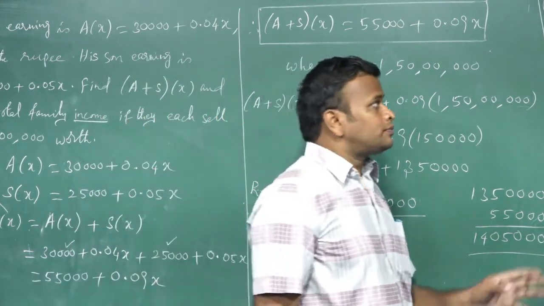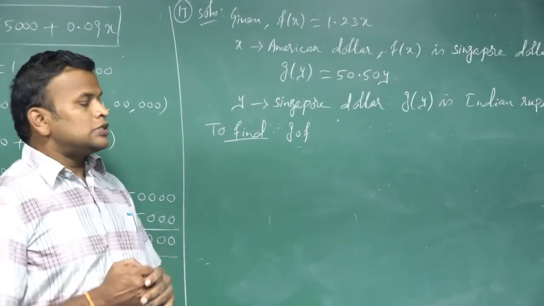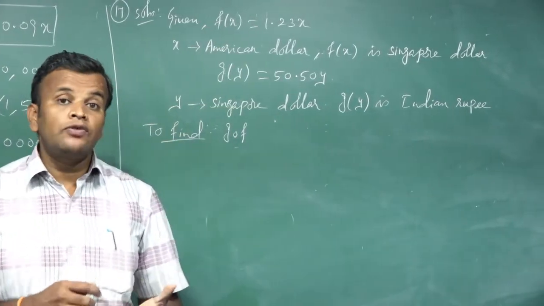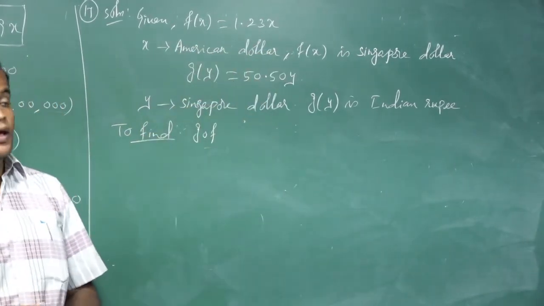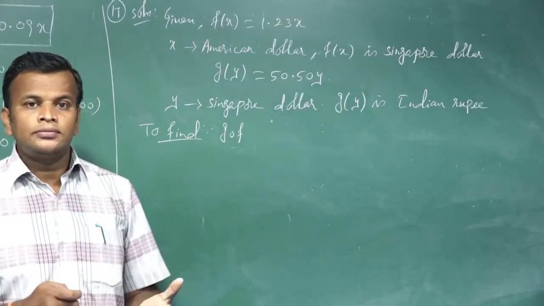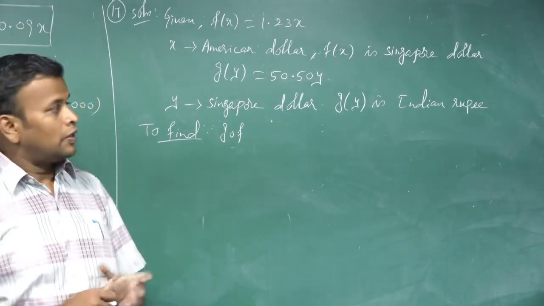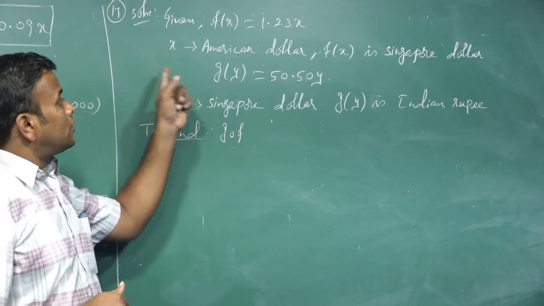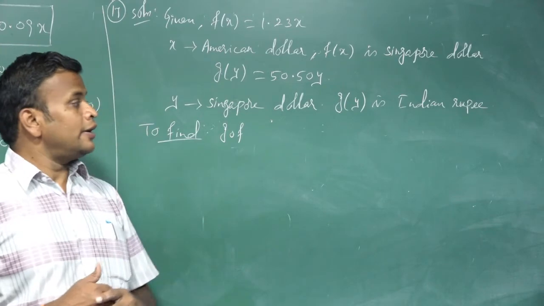Now we move to the next one. The question is very big. The answer of the question I will be saying. Two functions are given. So directly given the two functions. The first function is f of x and the second function is g of y. F of x is defined as 1.23x, where x indicates the American dollar and f of x is the Singapore dollar. That is, we convert the American dollar into the Singapore dollar. And next one, g of y is equal to 50.50y, where this y indicates the Singapore dollar and g of y is indicating an Indian rupee.